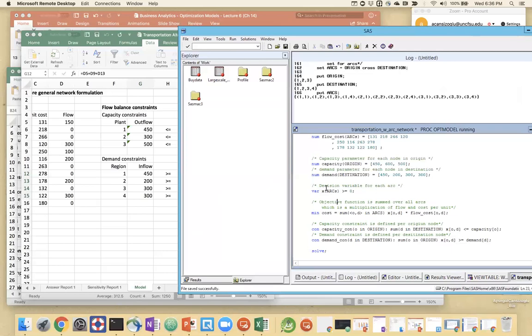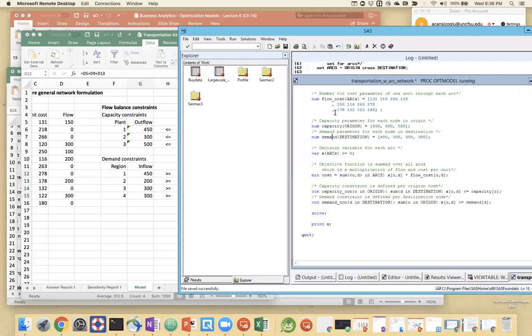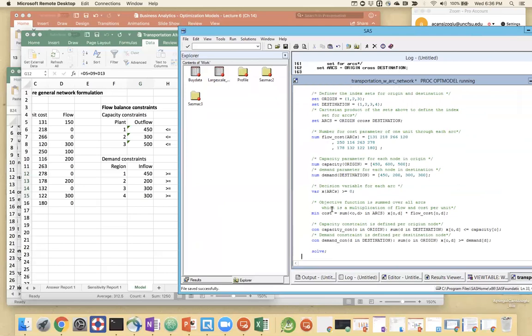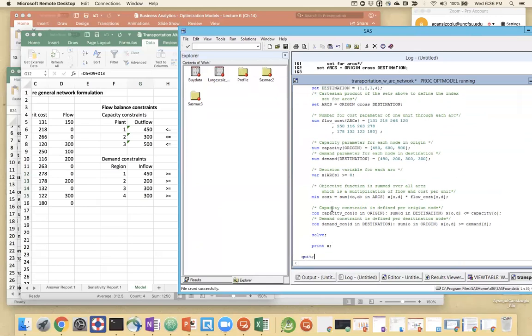So we define the index, we define the cost, capacity, and demand. Those are 3 parameters. So we have 3 sets: origin, destination, and arcs. We have 3 parameters: cost, capacity, and demand. Now, the next step is defining 3 more things: decision variables, objective function, and the constraints.